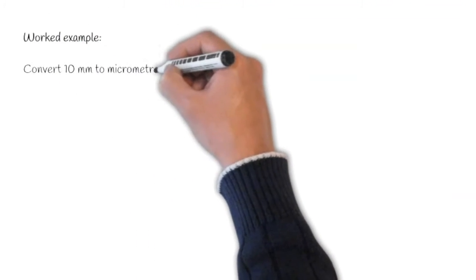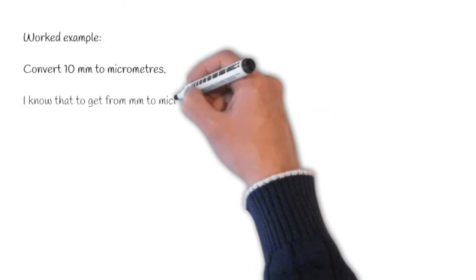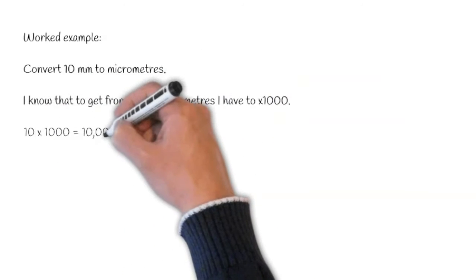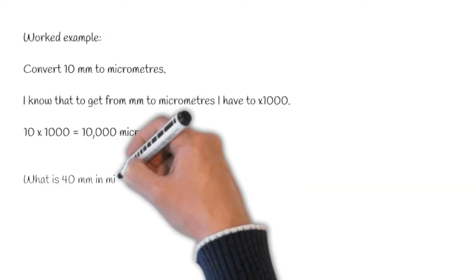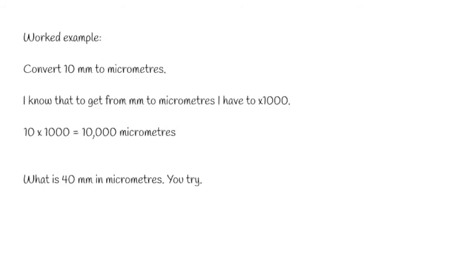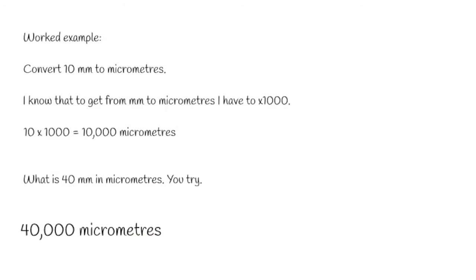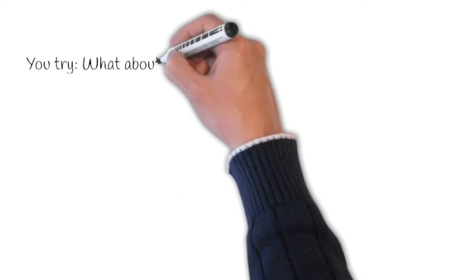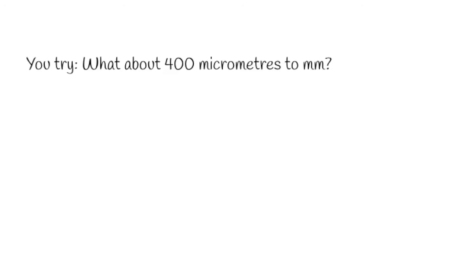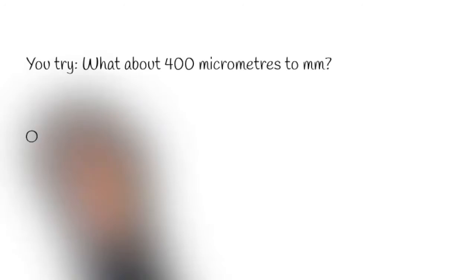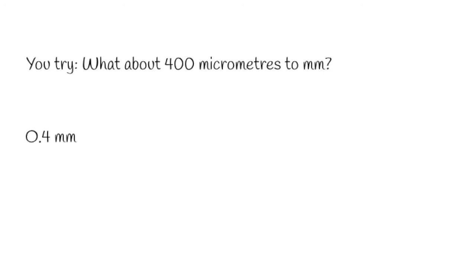Here is a worked example. Let's convert 10 millimeters to micrometers. I know that to get from millimeters to micrometers, I have to times by 1,000. So 10 times 1,000 equals 10,000. What about 40 millimeters? 40,000 micrometers. I times it by 1,000. What about 400 micrometers to millimeters? 0.4 millimeters. We divided it by 1,000.